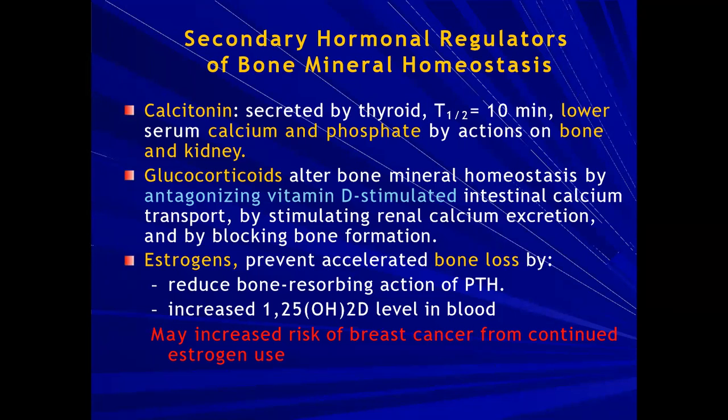Estrogen, the hormone of women, prevents accelerated bone loss by reducing the bone resorption action of parathyroid hormone. Increased calcium hormone level in the body is also a factor. The increased risk of breast cancer from continuing estrogen is also very common.